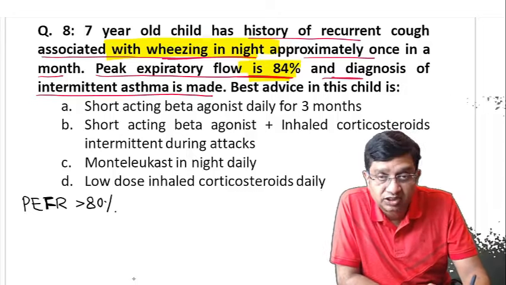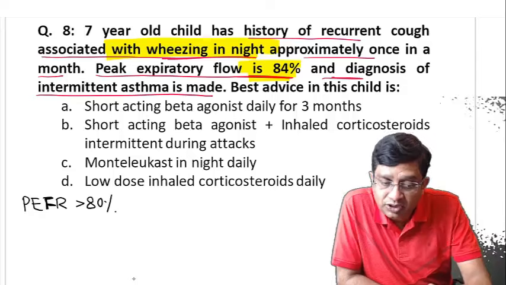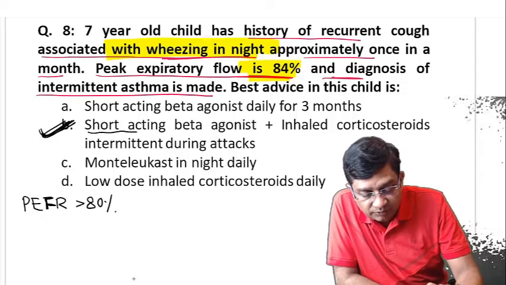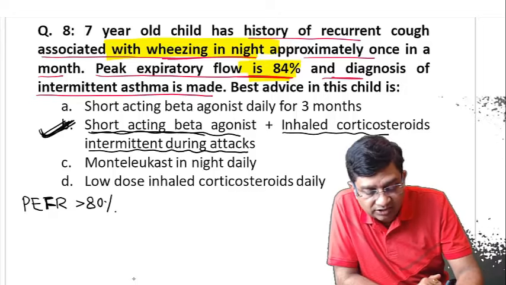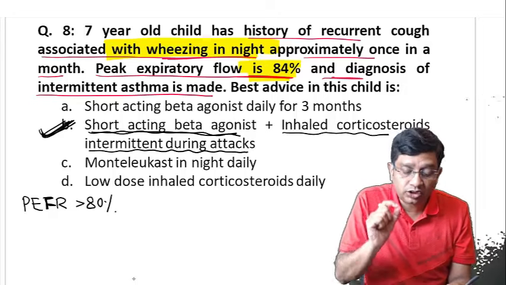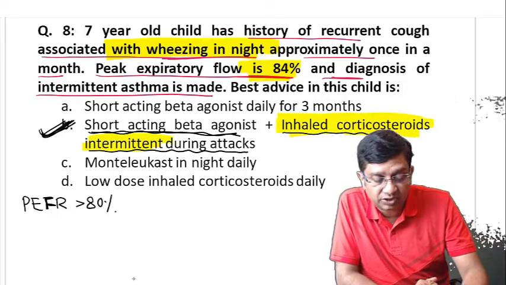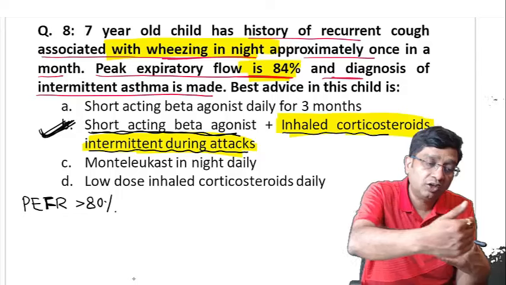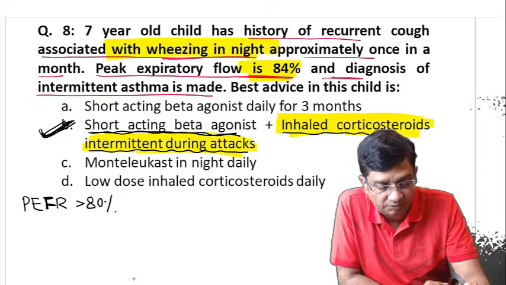And in the intermittent asthma, previously you were only giving short acting beta agonist alone. But now we don't give them alone. So we are giving short acting beta agonist plus inhaled corticosteroids intermittently during attacks. Right? So the now protocol says even in the intermittent asthma, you need to give the inhaled corticosteroids, not daily but intermittently. When the word comes persistent asthma, maybe mild, moderate, severe, you are giving daily inhaled corticosteroids. But here you are not giving daily, you are giving intermittently.